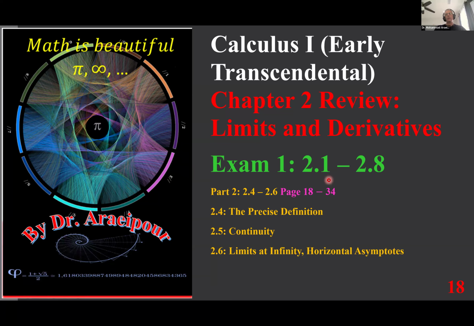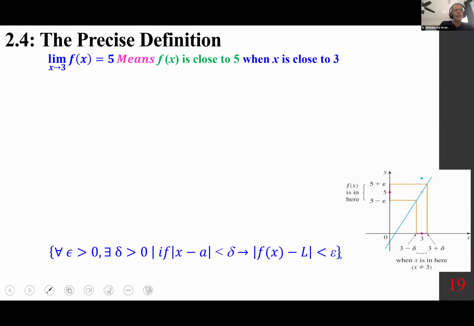Good afternoon, class. We are looking at Chapter 2 review, limits and derivatives. Exam 1 review, we're going to cover from 2.4 to 2.6 now: the precise definition, continuity, limits at infinity, horizontal asymptotes, HA for short.